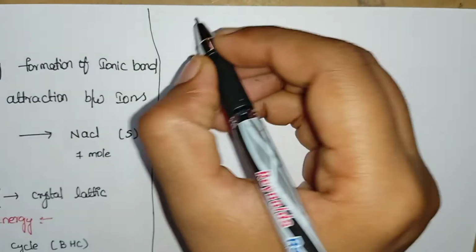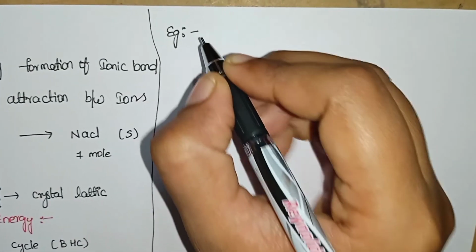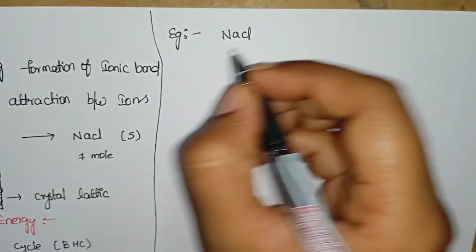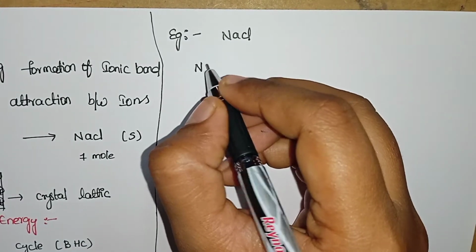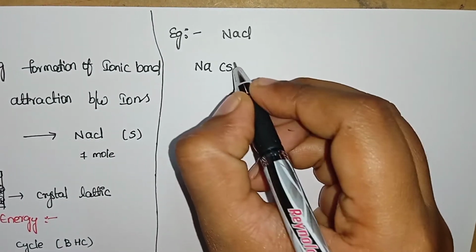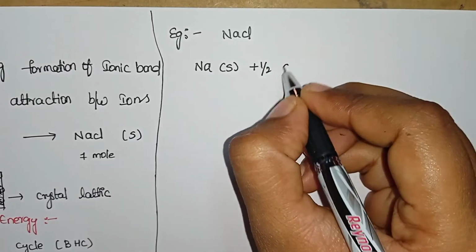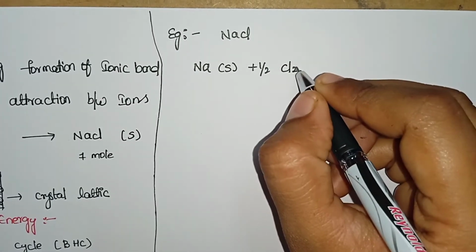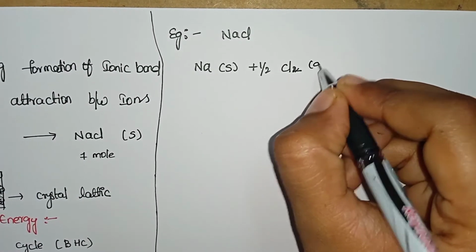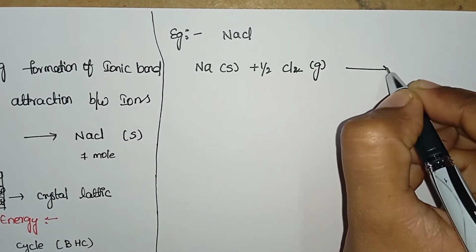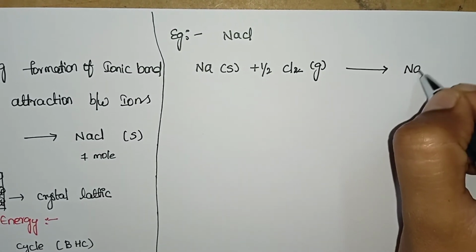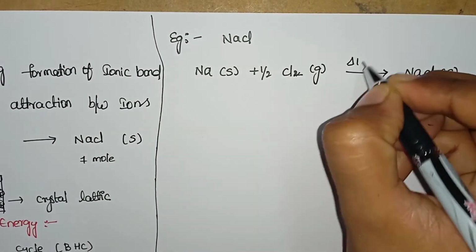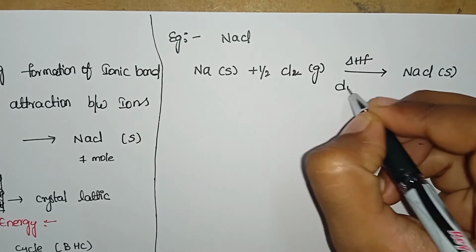Now we will see an example. Born-Haber cycle for NaCl. So sodium chloride: Na, plus Cl2 in gaseous form, forms NaCl, which is solid, with delta H f. It is a direct process.